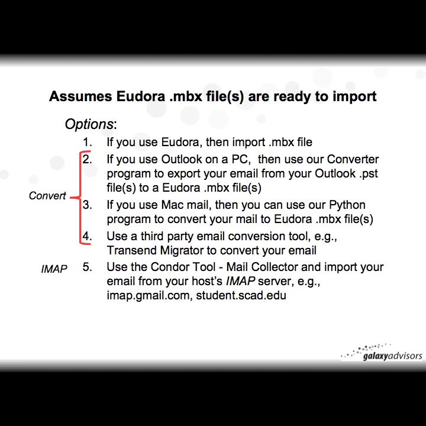Now, this video assumes that you've converted and have your MBX files ready to import. So the first four options really apply here. If you already have Eudora, you're ready to go, or with options 2, 3, and 4, you've converted from whatever email format into Eudora MBX files. The fifth option is really not appropriate here because the Condor tool directly downloads and converts your email via the IMAP server directly into a MySQL database.